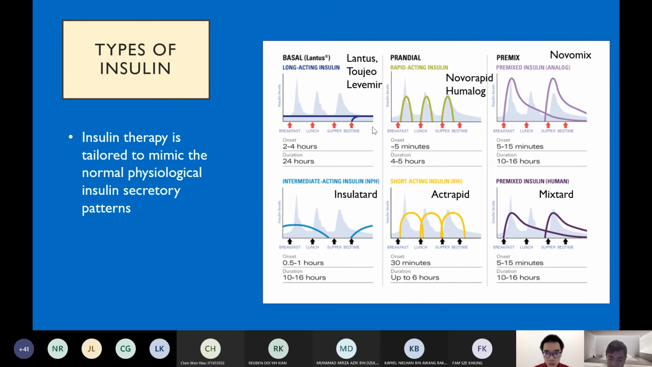Any questions about insulin so far? Okay, if no questions, I'll move on.